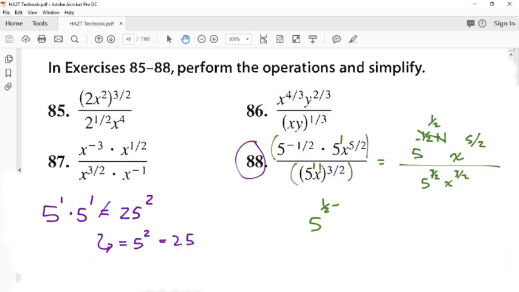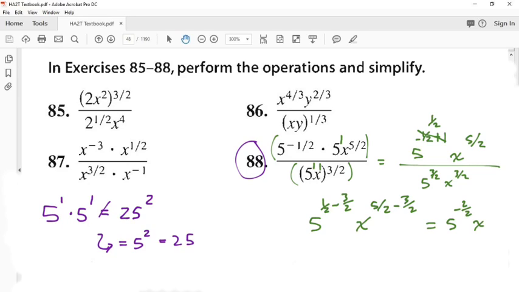So I have 5 to the 1/2 minus 3 over 2. And then I have times x, 5 over 2, which is the top, minus 3 over 2, which is the bottom. You always go top minus bottom. And then if you get a negative, then that one is just going to go down. So for the 5, we have 1 minus 3, and that's going to be a negative 2. So we have negative 2 over 2.